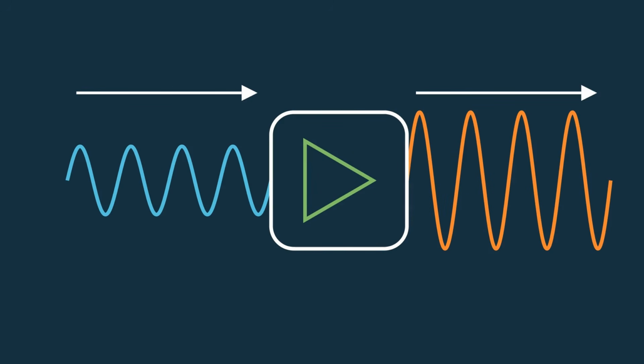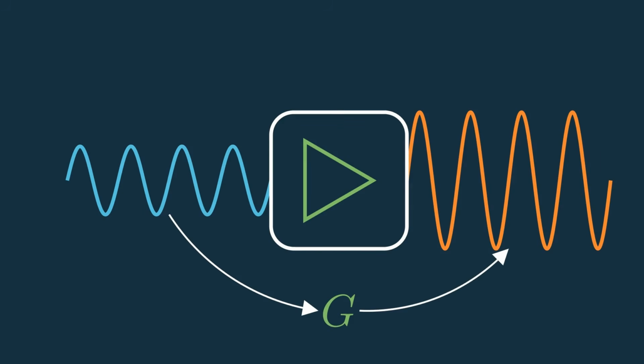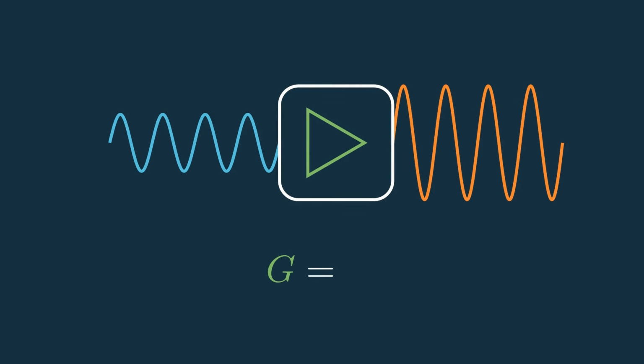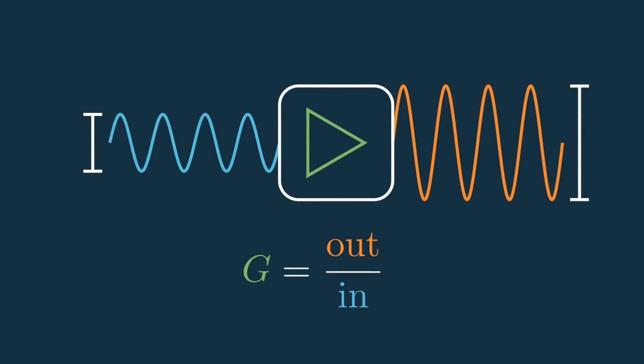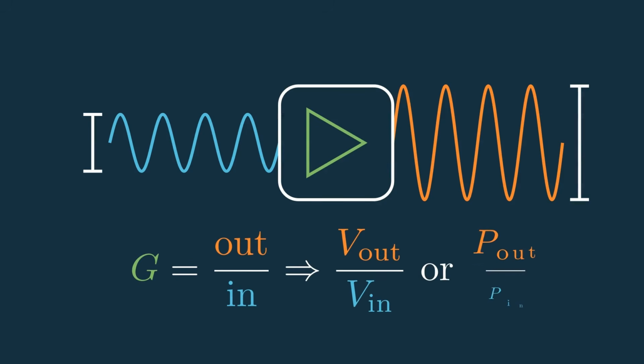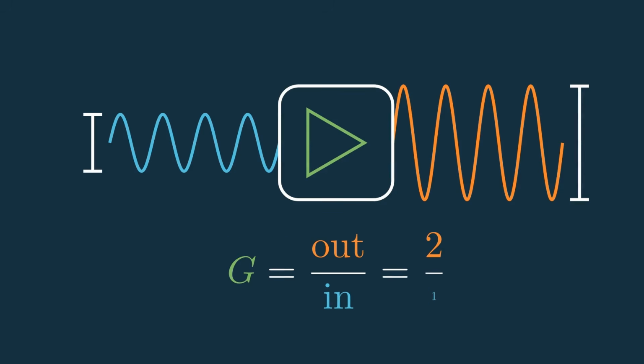Now, the basic function of an amplifier is to take an input signal and magnify it by some amount. That amount of magnification is the amplifier's gain. Putting that into an equation, we can say that the gain G of an amplifier is output divided by input. This can be done to either get a voltage gain or power gain, both by taking the output over the input. In this case, the magnitude of the output is 2, and the magnitude of the input is 1, so the gain would be a factor of 2.